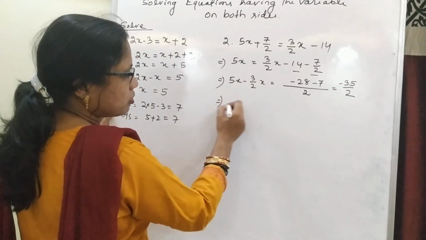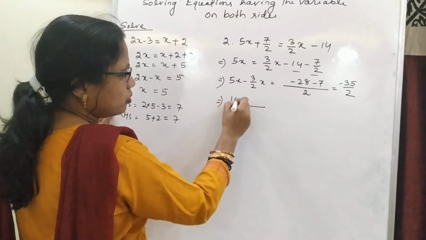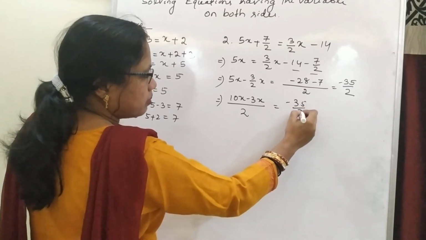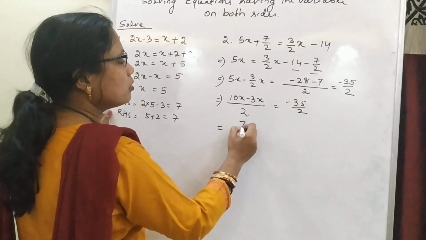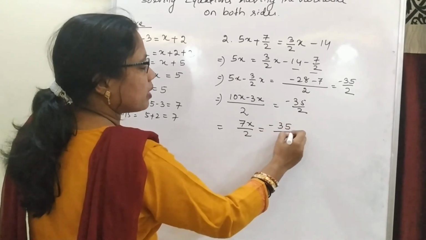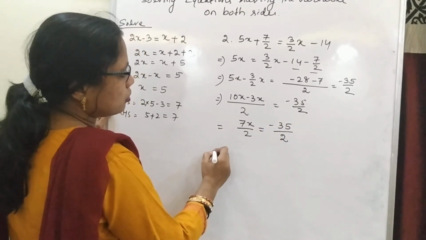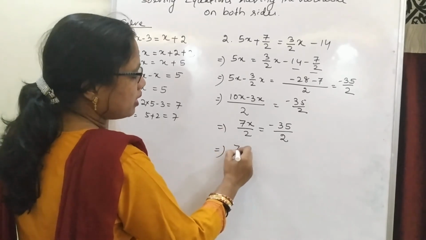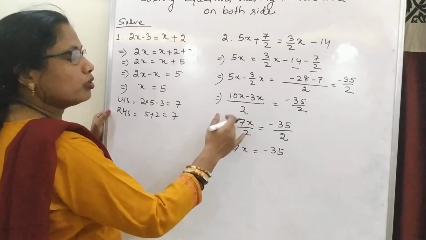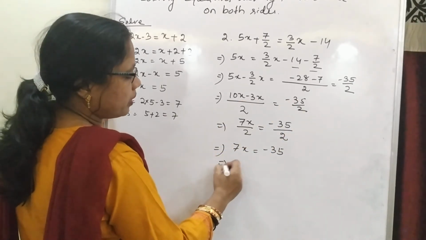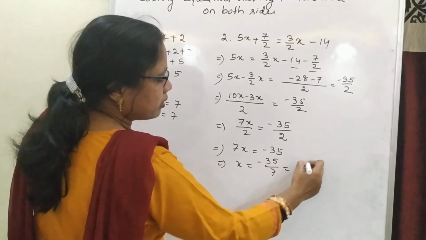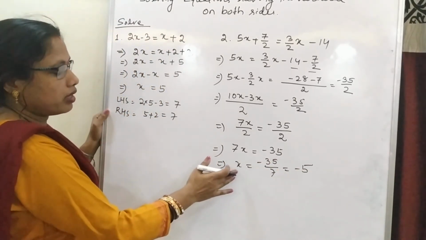So here also we have to solve. This is 2, 10x minus 3x is equal to minus 35 by 2. So this is equal to 7x by 2 is equal to minus 35 by 2. So this becomes 7x is equal to minus 35. I multiply 2 on both sides. So this implies x is equal to minus 35 by 7, which is equal to minus 5. So this is the answer for x.